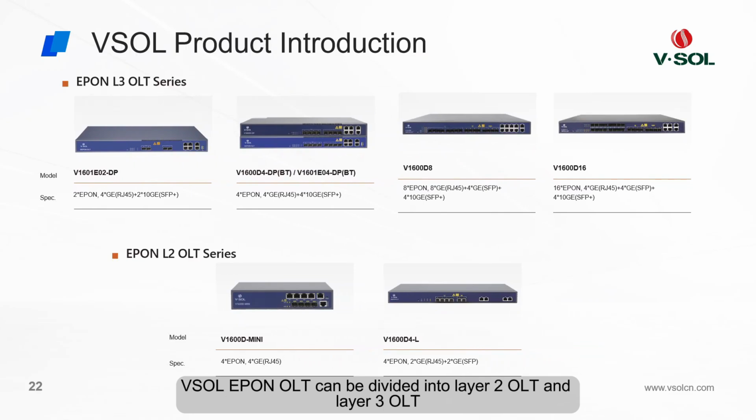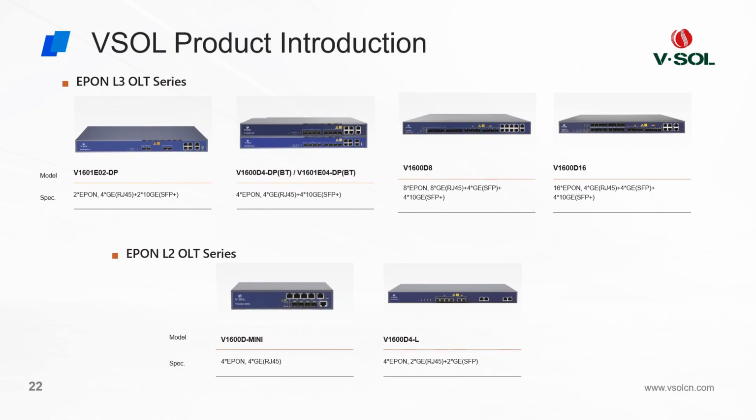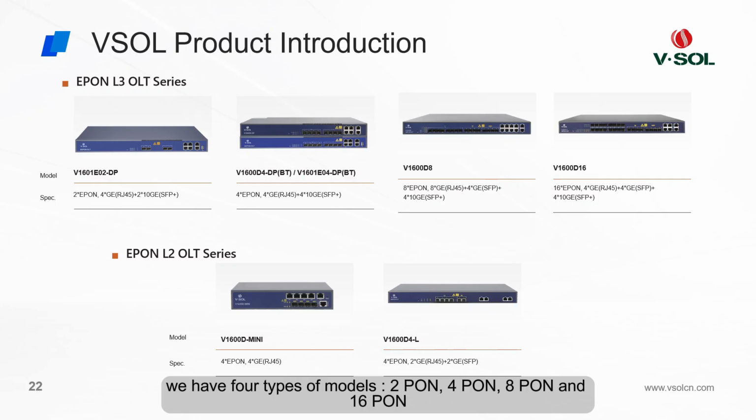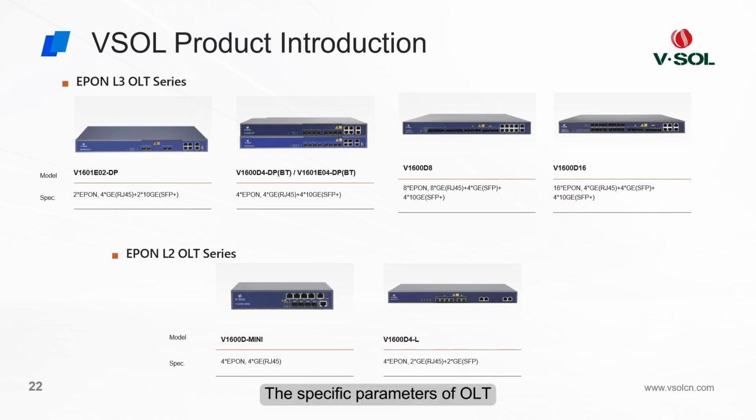VSOL EPON OLT can be divided into Layer 2 OLT and Layer 3 OLT. Layer 3 OLT has routing function and other rich functionality. In the Layer 3 OLT, we have 4 types of models: 2-PON, 4-PON, 8-PON, and 16-PON. The specific parameters of OLT can be obtained through our website or publicity materials. VSOL EPON OLT has been sold to many parts of the world. High cost performance and stable performance, which is a good choice.